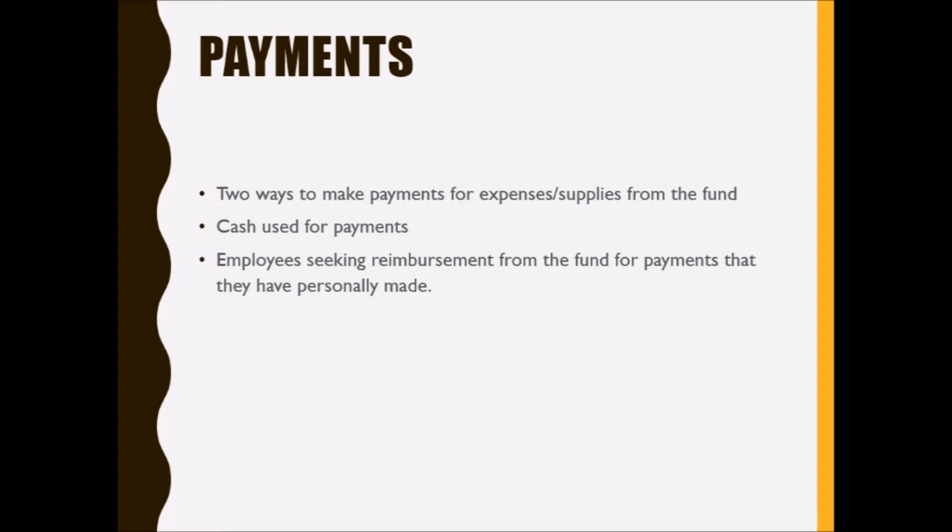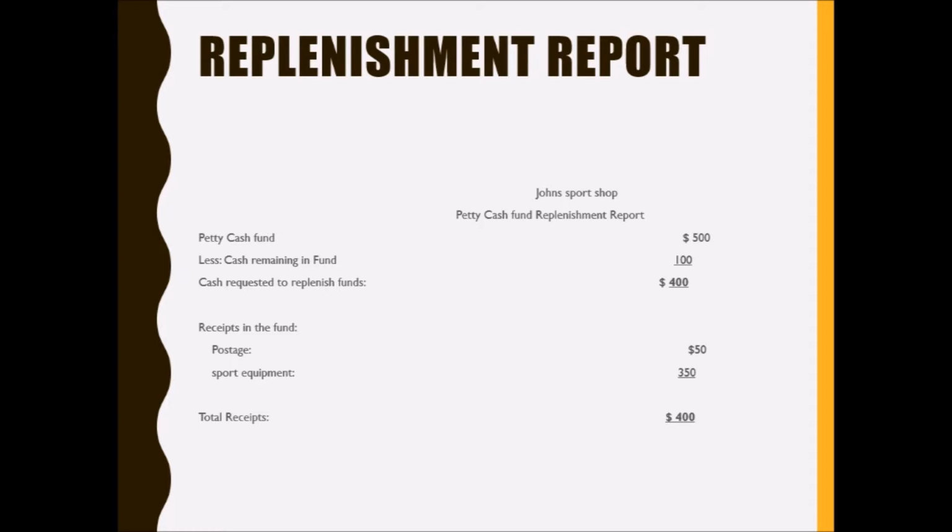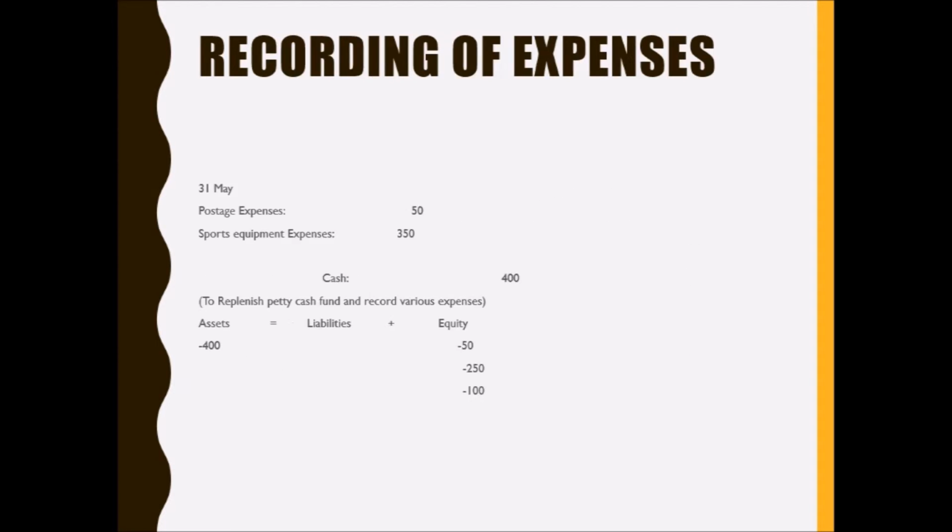Once Simon has purchased the supplies, the cash fund decreases and it must be replenished to its original amount. This is done by counting the remaining cash and then cashing in a check that brings the fund back to its original amount. As seen in Simon's case, total receipts add to $400, as cash left is $100, meaning that a check of $400 is needed to bring it back to its original amount.